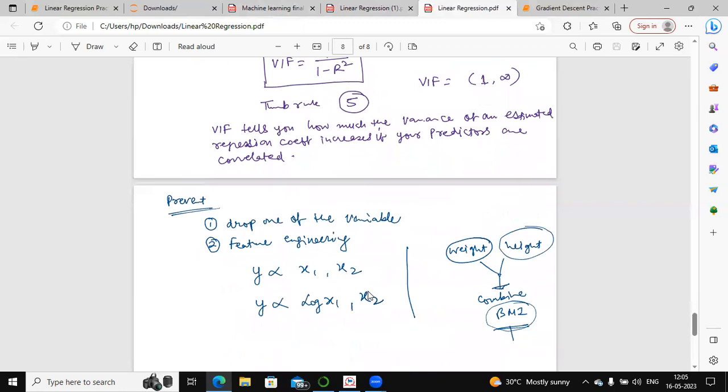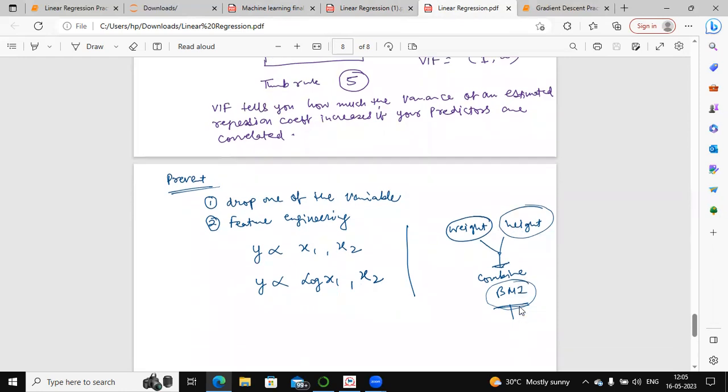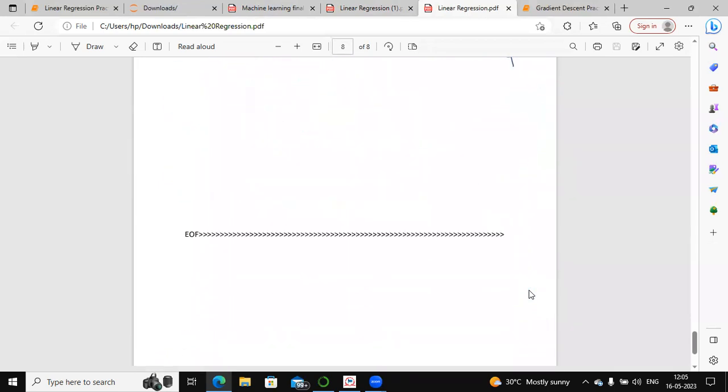So how to prevent multicollinearity? Drop one of the variables and do feature engineering, like y is proportional to x1, x2. Then take the log of x1 so that it doesn't have the same effect: y is proportional to log x1, x2. Weight and height are related, as an increase in height leads to an increase in weight as well. So combine them to get the body mass index, like that.